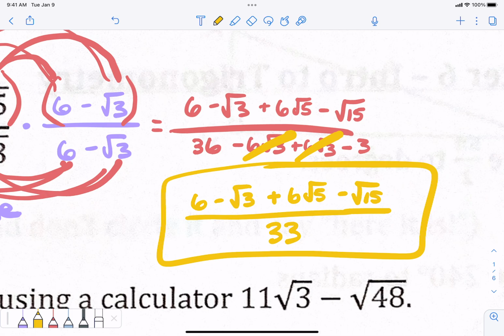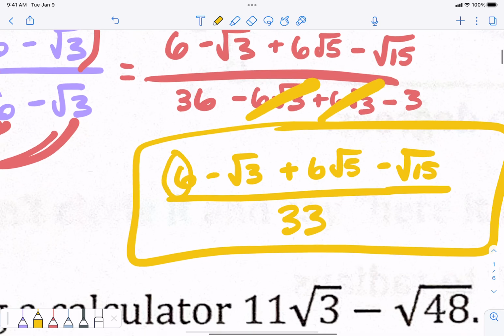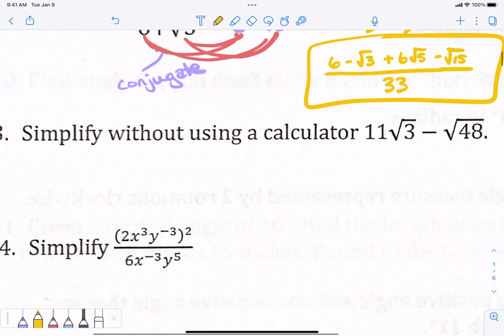Yes, we cannot reduce anything. If everything was divisible by 3, then we could reduce it all, but not everything's divisible by 3. Not under the square root. So the numbers on the outside would have to be divisible by 3. Do you see that? Okay, you can't touch any of the numbers on the inside. All right? Okay, good? All right, number 3, simplify without using a calculator.